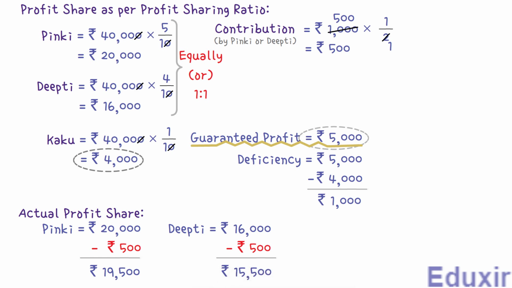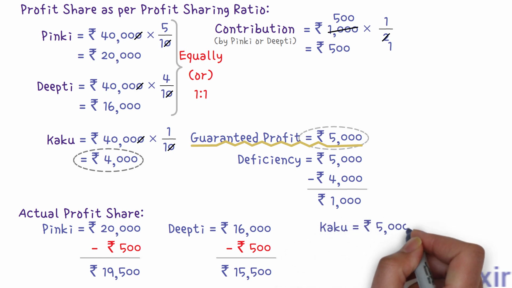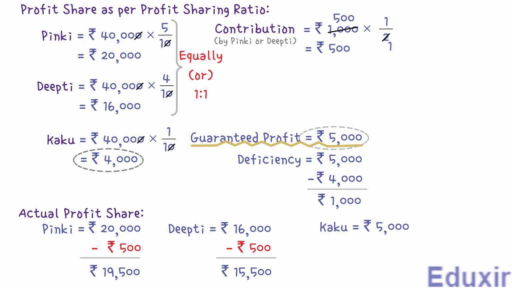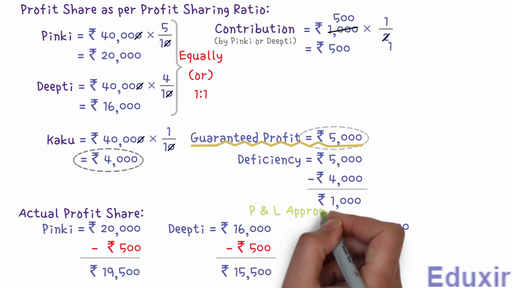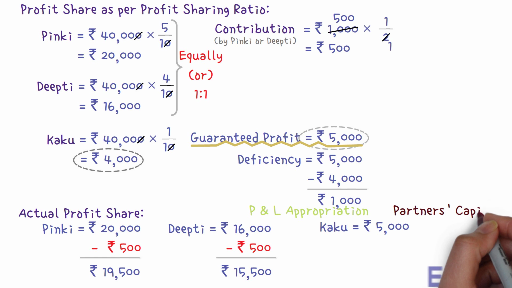And finally, the share of profit of the partner Kaku will be equal to his guaranteed profit amount of 5,000 rupees. Now, for distributing the profit, we transfer the profit amount from the profit and loss appropriation account to the partner's capital account for each partner individually. In other words, there is a decrease in the profit amount available in the profit and loss appropriation account. So, we should debit the profit and loss appropriation account. At the same time, as we are adding this profit share to each partner's capital account, the partner's capitals are increasing. So, we should credit the partner's capital account for each partner.